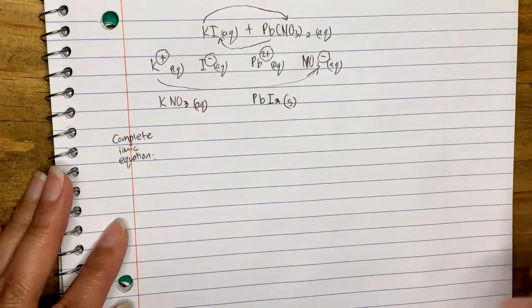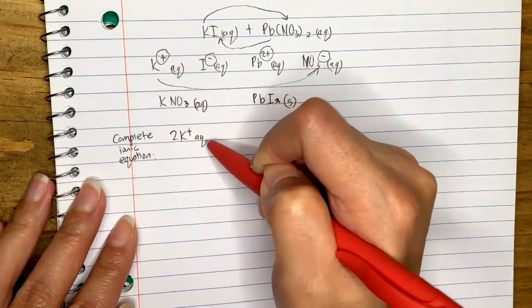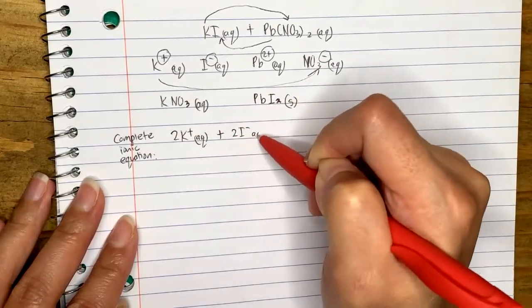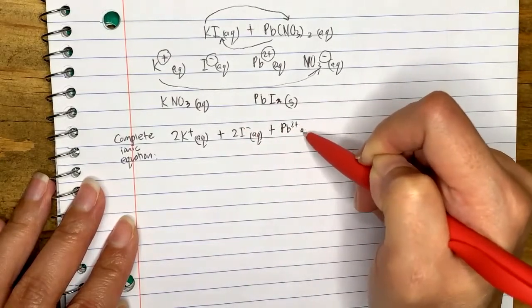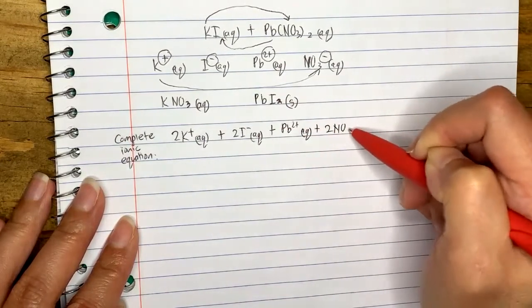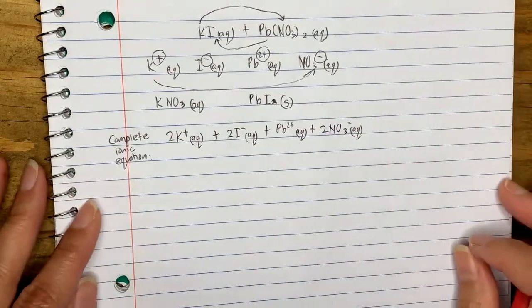So I'm going to go ahead and write. At first, there was Mr. Potassium. And then in the dating pool, there was Miss Iodide. And then there was Mr. Lead in the dating pool. Everybody was aqueous. Everybody was in the dating pool. And there's Miss Nitrate in the dating pool. Okay? So these are all in the dating pool.